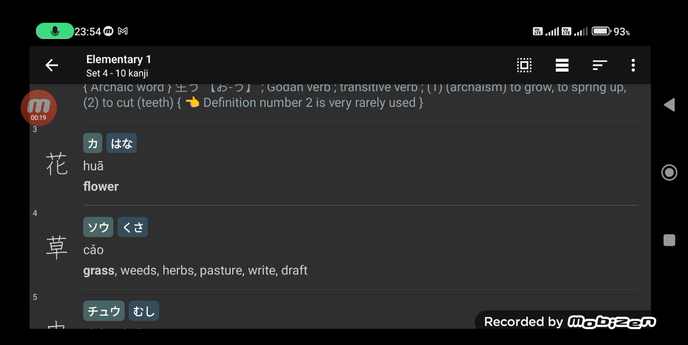Our topic for today is this kanji written here that I would like to introduce to you as our lesson. I will be so happy if you will watch this video until its end.